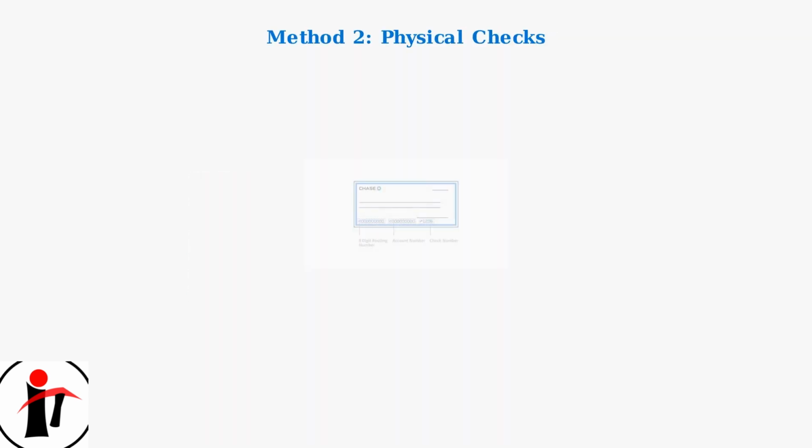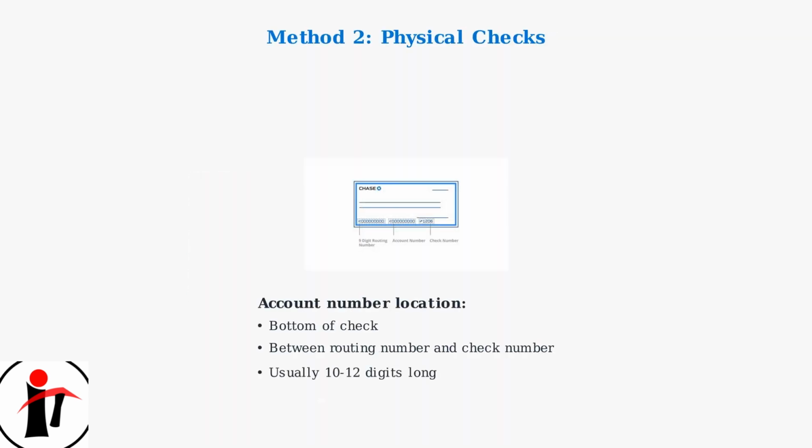Method 2 uses your physical checks. Find your account number at the bottom of any check, positioned between the routing number and check number. Chase's routing number is typically 021000021, and your account number is usually 10 to 12 digits long.